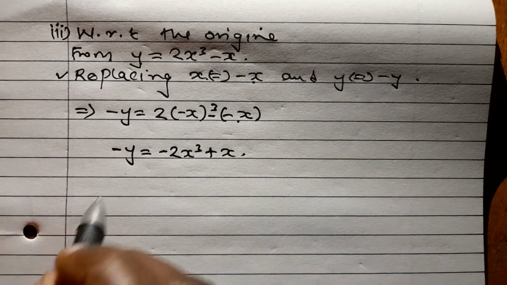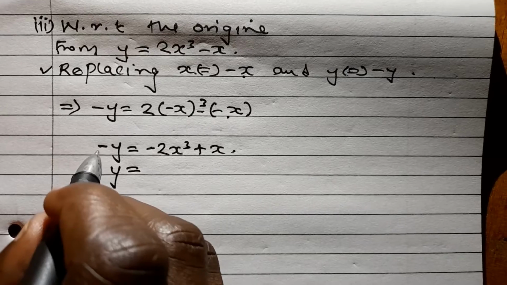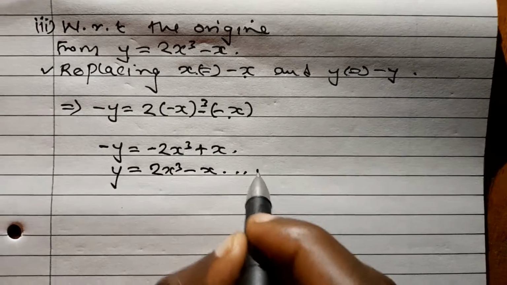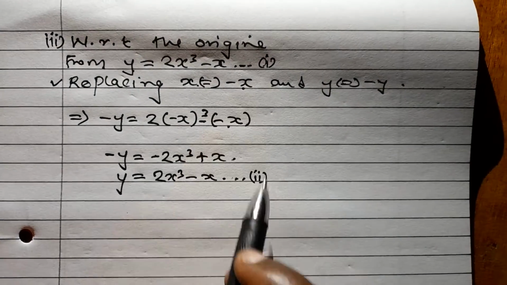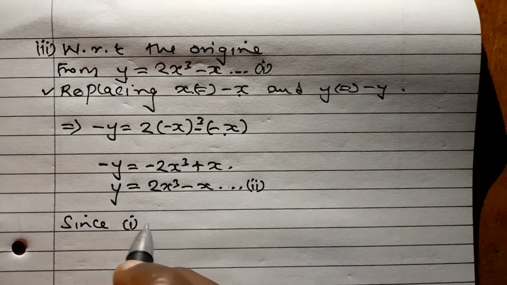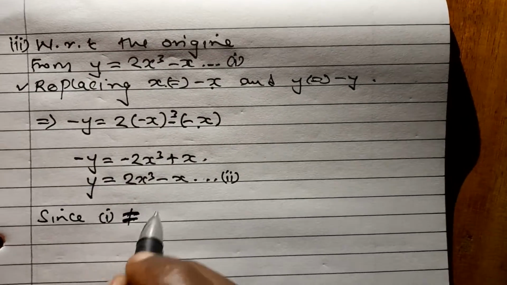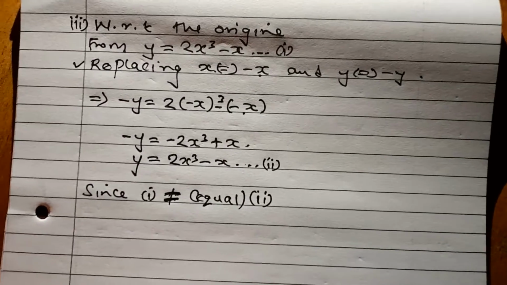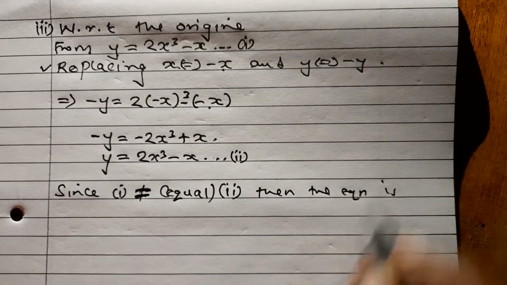When I divide through by a negative, I'll have y is equal to 2x cubed minus x. I call the resultant equation Roman 2 and the original equation Roman 1. Since the mother equation is actually equal to the resultant equation, the equation is symmetric with respect to the origin.